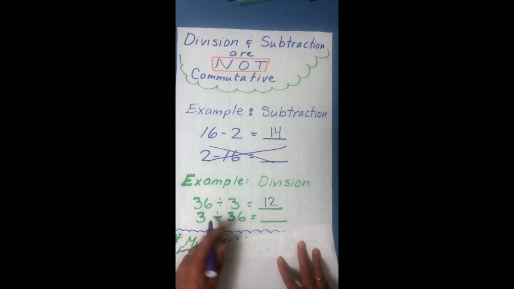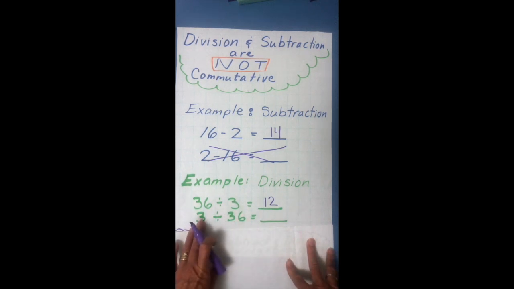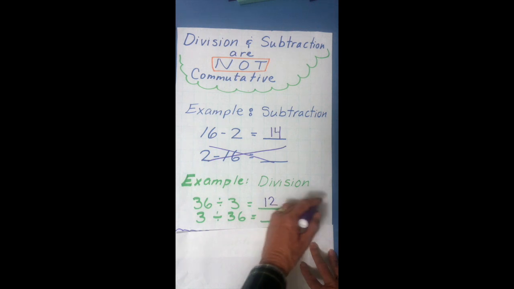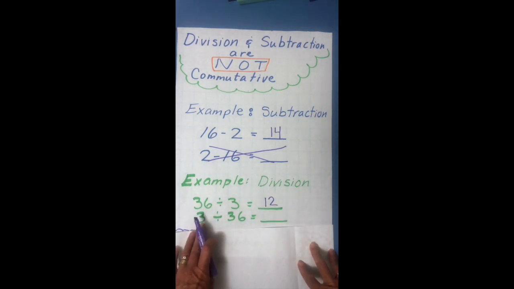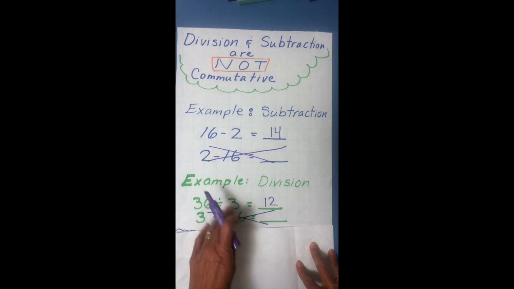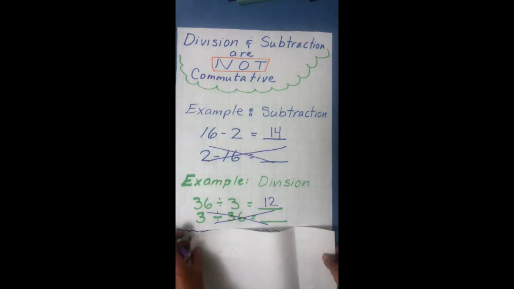Well, you can't take 36. How many 36s are in 3? You can't make 36 sets and divide 3 into it. So this, again, does not give me 12. So division is not commutative.